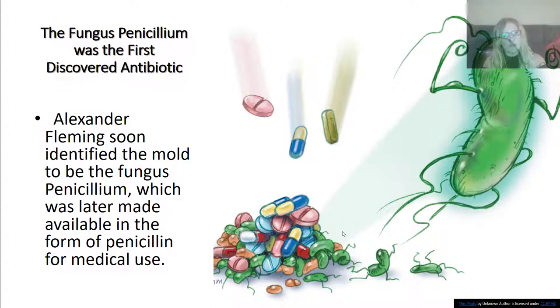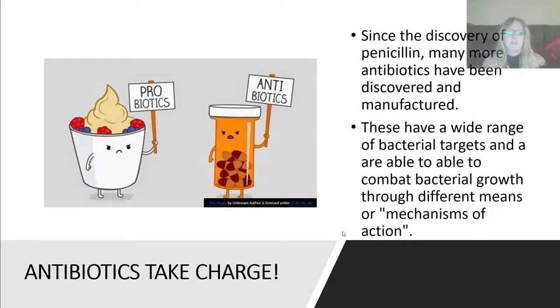Alexander Fleming soon identified the mold he was looking at as the fungus penicillium, which was later made available to the public, with a prescription by a doctor, of course, in the form of penicillin for medical use. And this really changed the face of medicine permanently. So antibiotics take charge. Since the discovery of penicillin, many more antibiotics have been discovered and manufactured. These have a wide range of bacterial targets and are able to combat bacterial growth through different means or mechanisms of action.